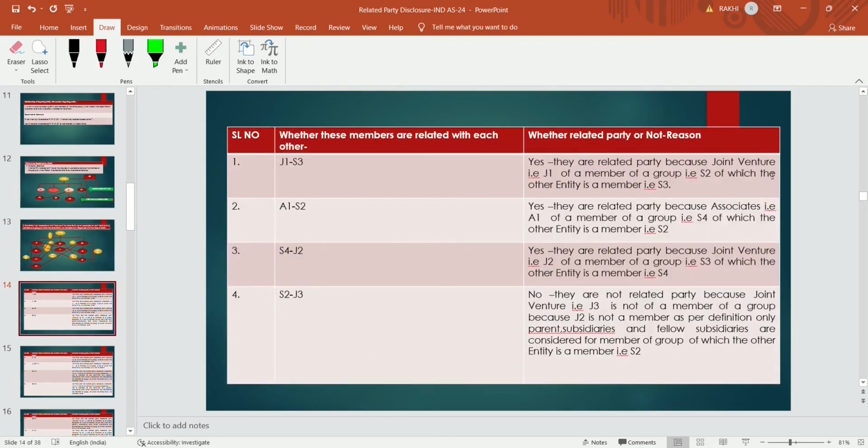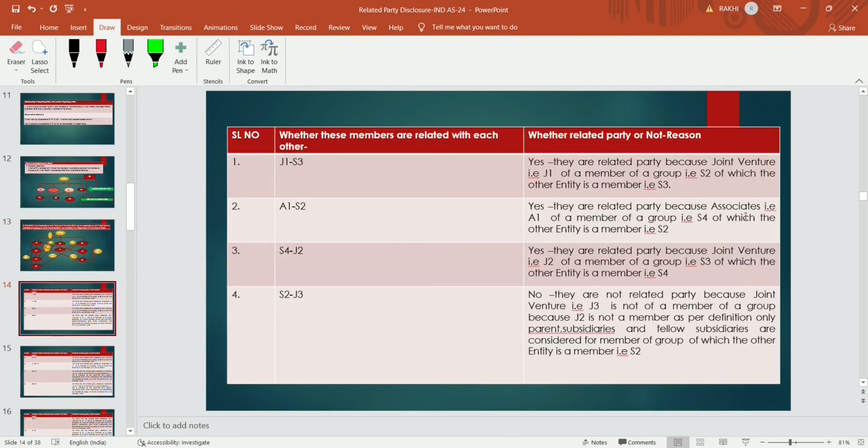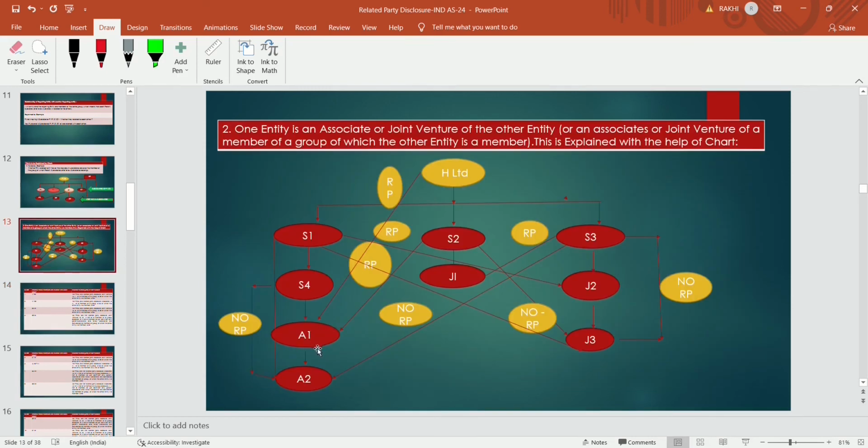Yes, they are related party because joint venture, that is J1, is the joint venture of the member of the group, S2, of which the other entity is also member, of which S3 is also the member. So they are related party. J1 and S3 are related party. Now A1 and S2. A1, that is the associate of S4. Who is the associate of S4? And A1 and S2. Whether they are related party. So it is said that yes, they are related party. How they are related party?